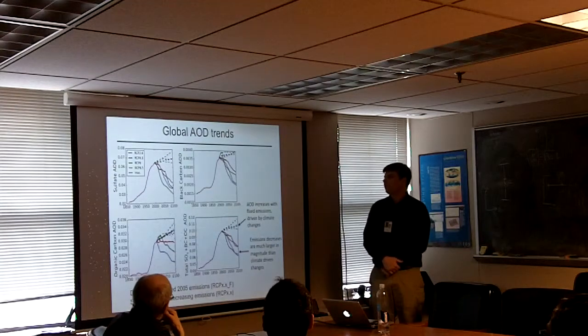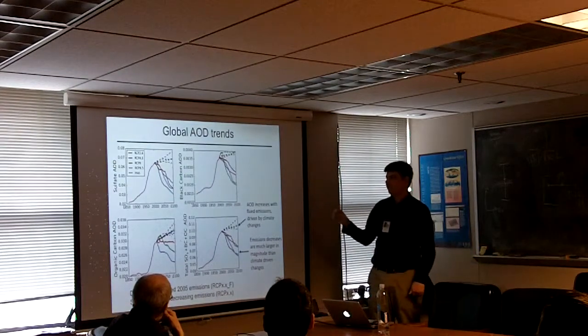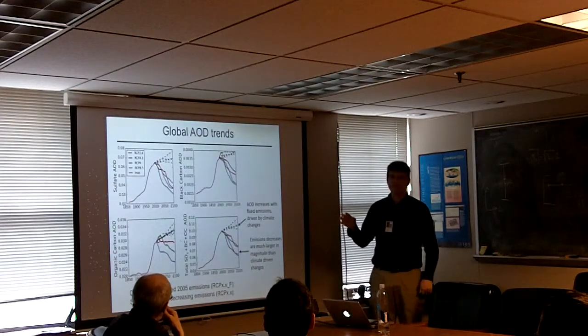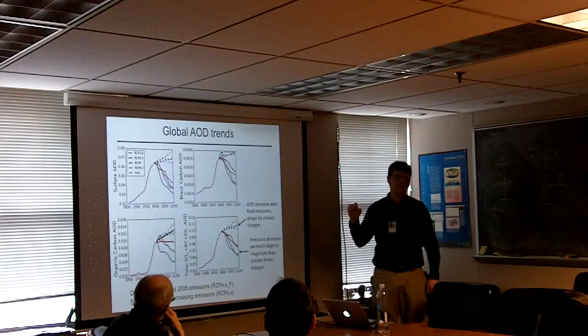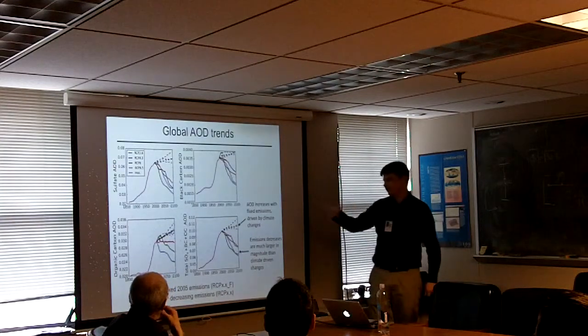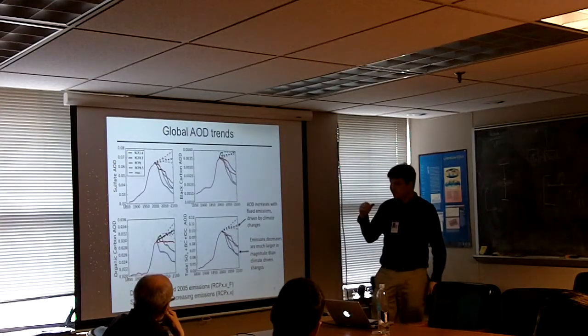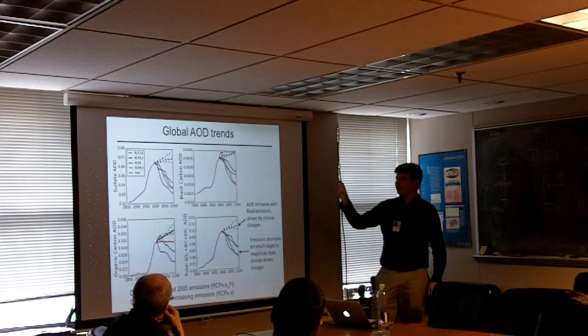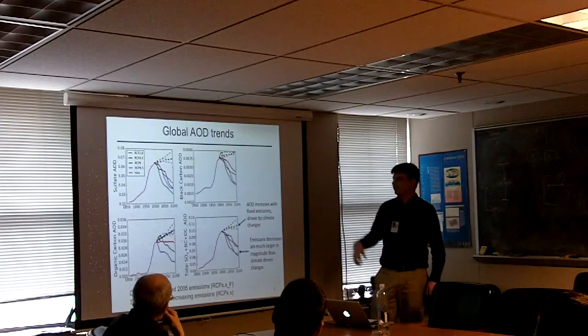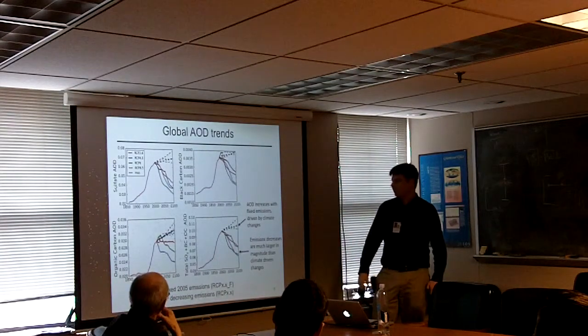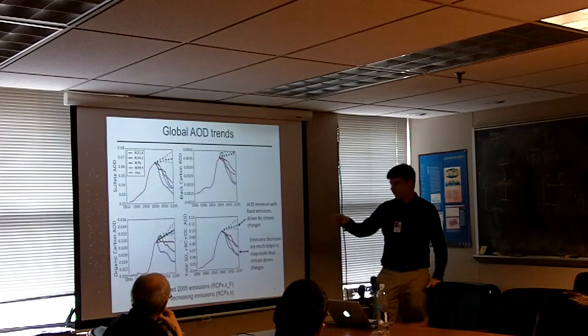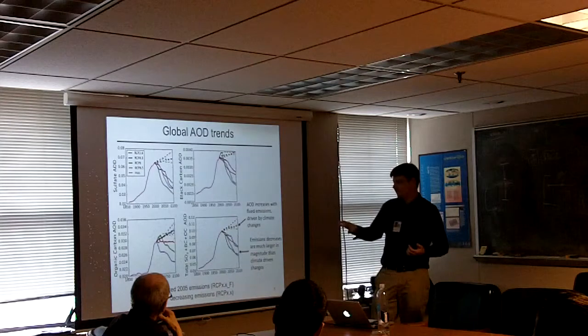All right, so looking at global AOD first. Here I have, again, trends from 1850 to 2100 in aerosol optical depth for sulfate, black carbon, organic carbon, and the sum of the previous three. And again, the pink is the historical, and the different colors represent the RCPs. The solid lines are the regular RCP decreasing emissions, and the dashed lines are the fixed emission runs.